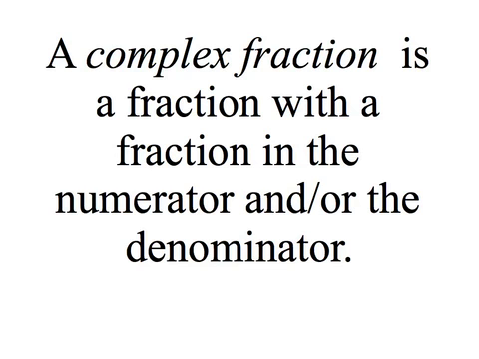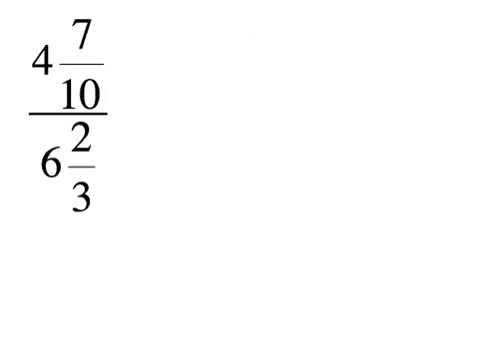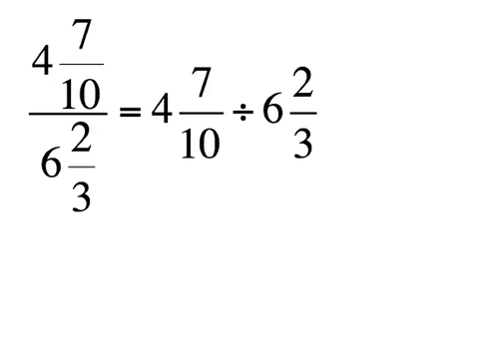A complex fraction is a fraction with a fraction in the numerator and/or the denominator. So here's an example. 4 7/10 is the numerator, 6 2/3 is the denominator. But remember, fractions are just division, so it's really 4 7/10 divided by 6 2/3. Perhaps you're more comfortable seeing it written horizontally.